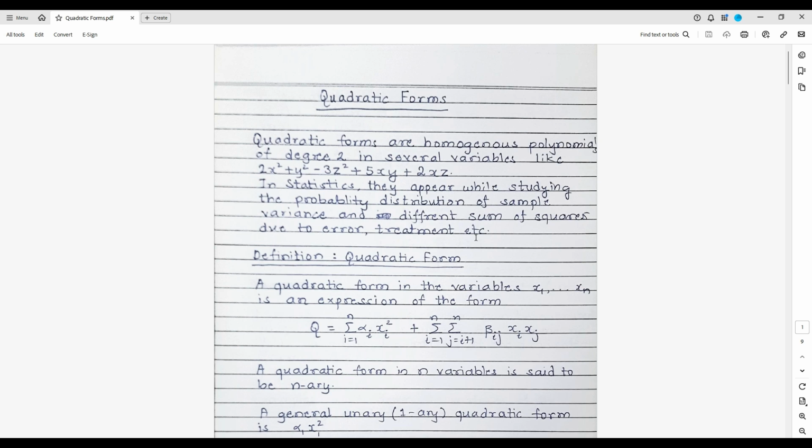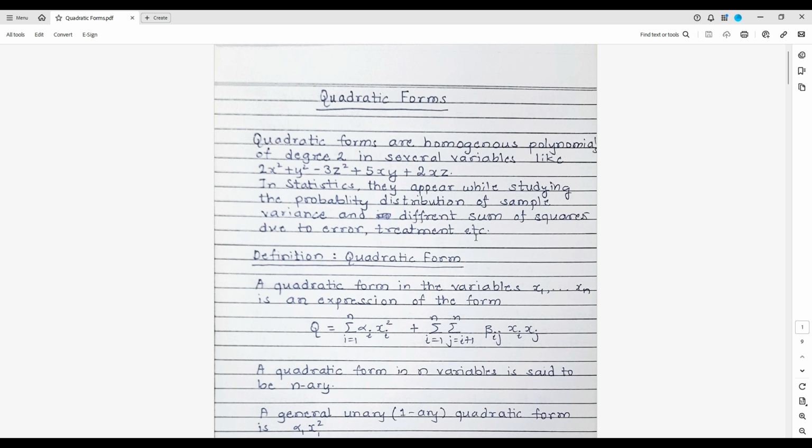Good morning, students. So let us study more about quadratic forms. Let us try to understand what we mean by quadratic forms. So basically, quadratic forms are homogeneous polynomials of degree 2 in several variables. So for example, 2x square plus y square minus 3z square plus 5xy plus 2xz. This is a typical quadratic form.